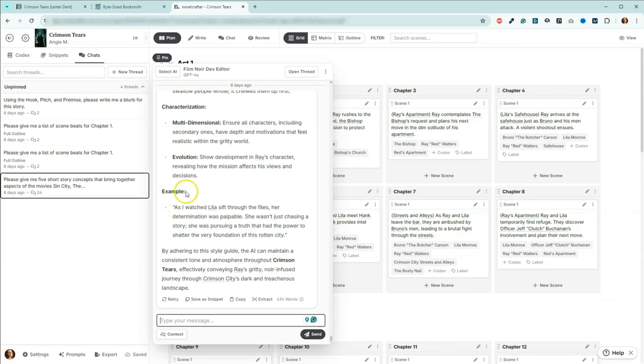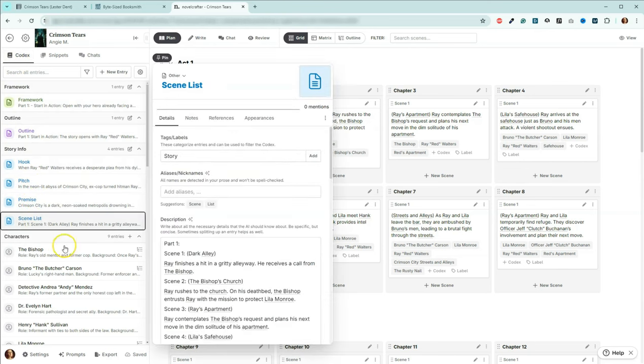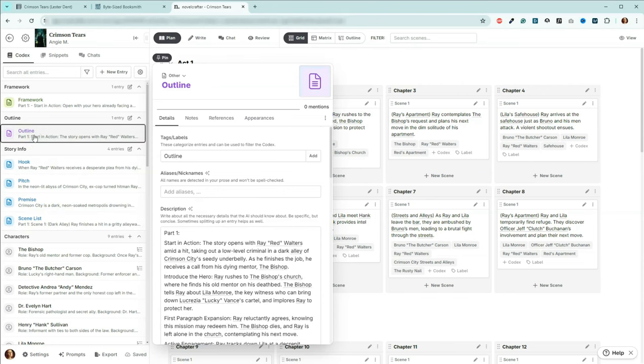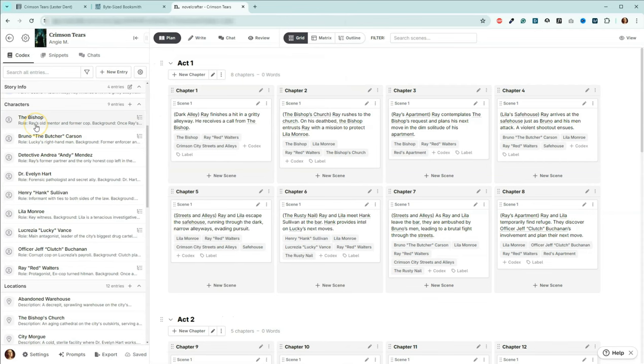So this is what gave me everything here in the codex. There's our hook, our pitch, and our premise, and then here's the scene list that it gave me. The outline. Okay, and again, I talked about the characters.